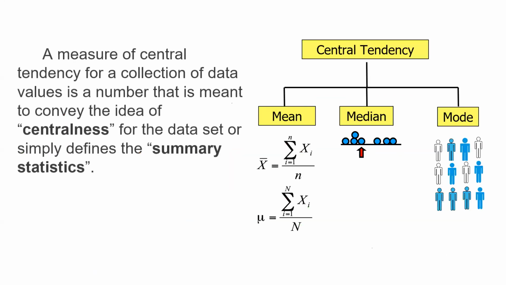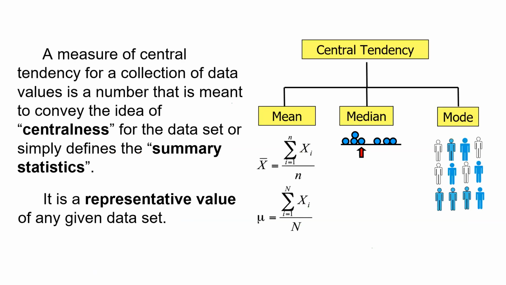Now, a measure of central tendency. Would you mind reading this one for us? Ma'am Florence, would you mind reading? Okay, sir. A measure of central tendency for a collection of data values is a number that is meant to convey the idea of centralness for the data set or simply defines the summary statistics. And it is a representative value of any given data set.